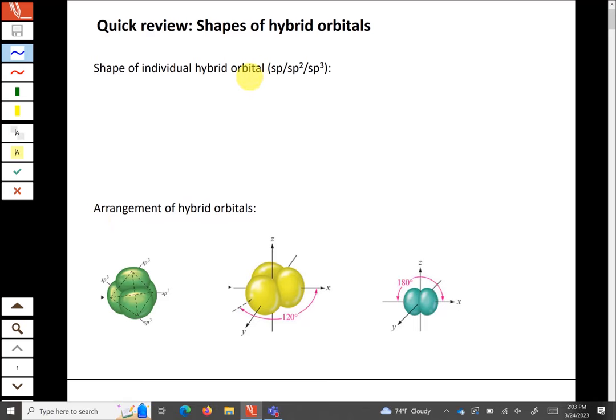So one would be the shape of an individual hybrid orbital, and whether it's sp, sp2, or sp3, they're all roughly similar to each other. There would be subtle differences, but we don't expect you to really spot those differences. Just know that what you're doing when you make a hybrid orbital is you're taking an s orbital that's spherical, and a p orbital which is figure 8 shape.